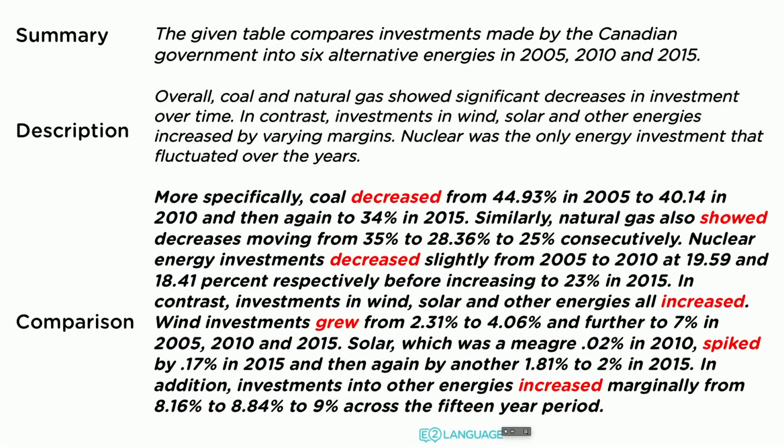Just before we move on, I want to point out the verb tenses here. Have a look closely at these words. What tense are they in? Decreased, showed, decreased, increased, grew, spiked, increased. Or as one of the students in E2 language here said, declined, which was an excellent word. So they're in the past tense. Why? Well, the table is in the past. It's in 2005, 2010, and 2015. So we're using past tense verbs.